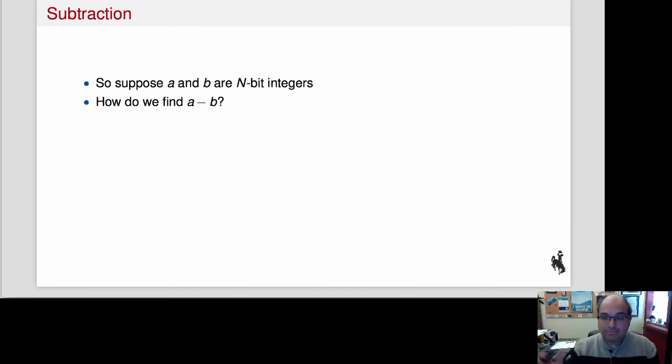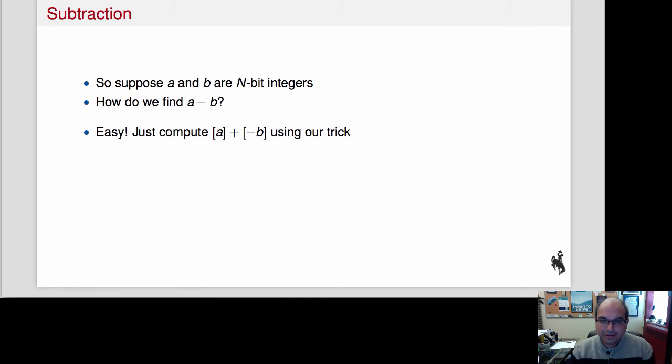So let's finish the mystery. How do I actually do subtraction? How do I find a minus b if I have two n-bit integers? The answer is, it's not really hard. It's just a plus minus b, and I know how to represent minus b. We just went through this. The way that I represent minus b is by thinking of it as modular arithmetic. So I find the equivalence class for a, the equivalence class for minus b, and then I add them.